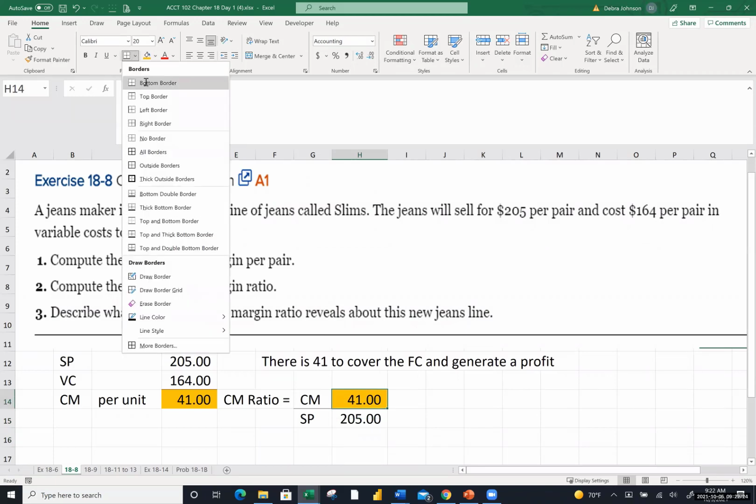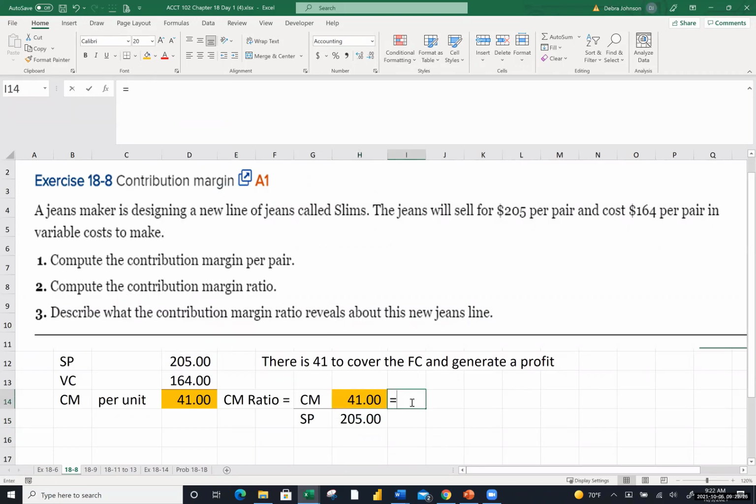And when I pop that into my calculator, you guys can do it with me, I get 20%. If I format that as a percentage, it'll become even a little bit more clear. Well, that means that for every pair of jeans I sell, 20% of the sales price is available to cover the fixed costs and to generate a profit. Let me tell you what else that tells you.